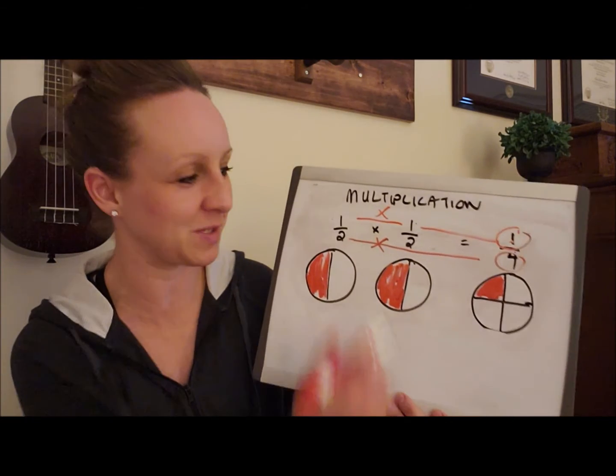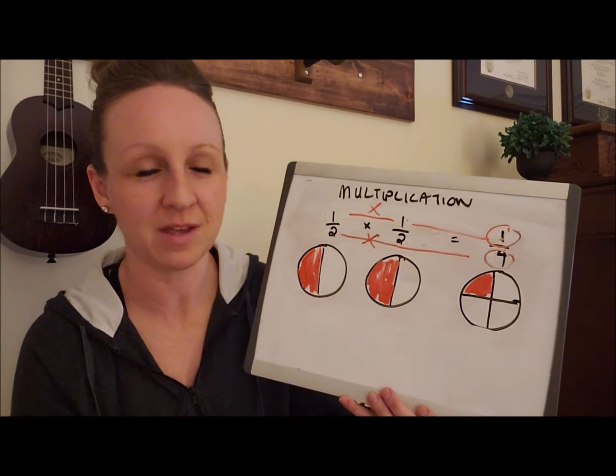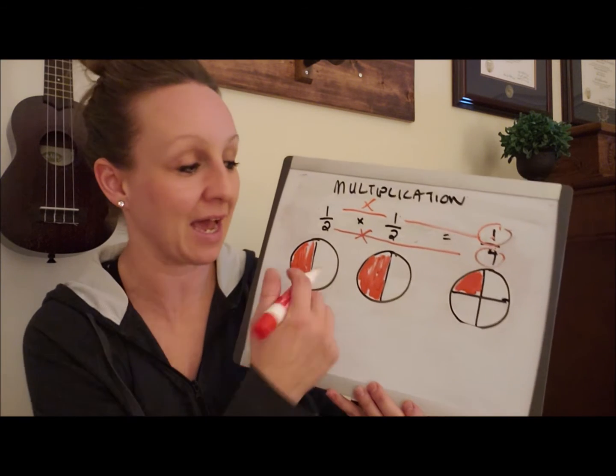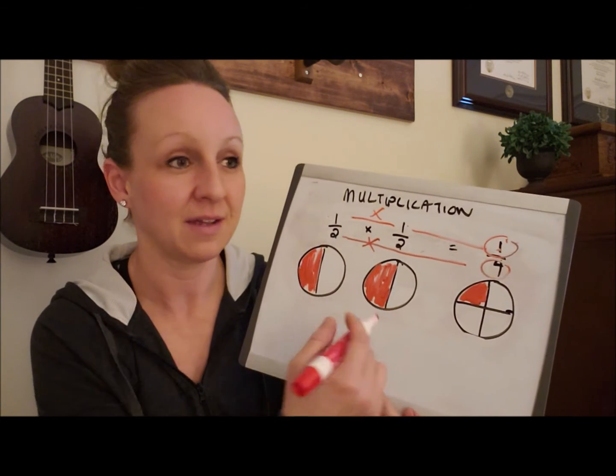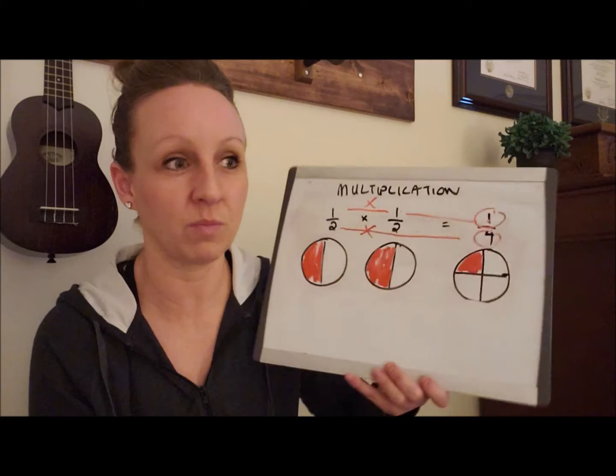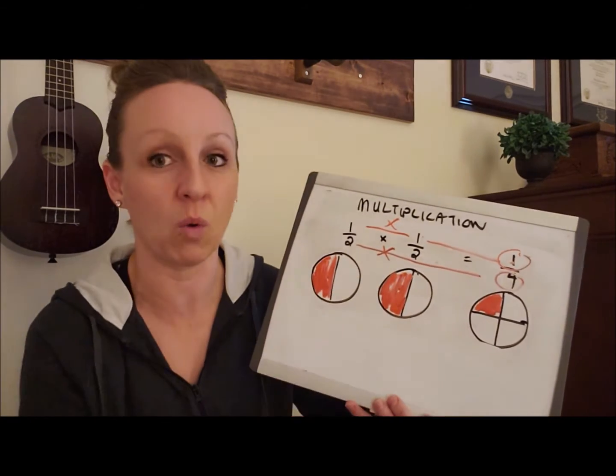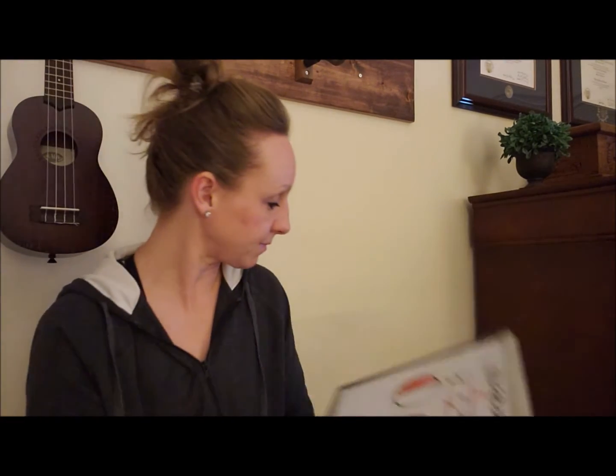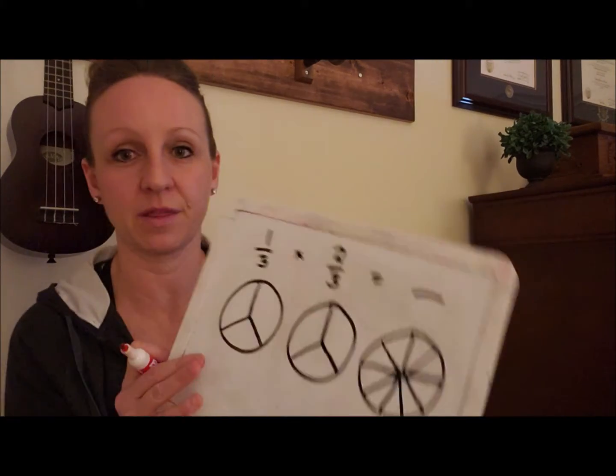You might be like, whoa, I started off with more than I ended up with. That's because you're having like a half a plate with half a cookie. You're not going to end up with more plates or more cookies just because you did more multiplying. So let me show you how this works with thirds.